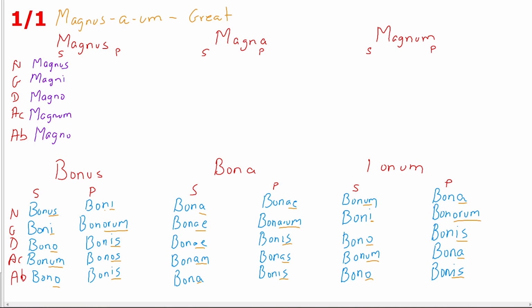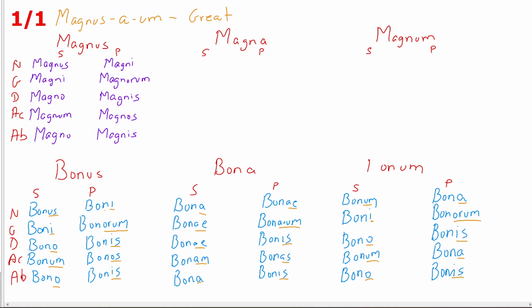When we come to the plural, you will have nominative plural as magni, genitive plural magnorum, dative plural magnis, accusative plural magnos, and ablative plural would be magnis. Any difficulties with this?